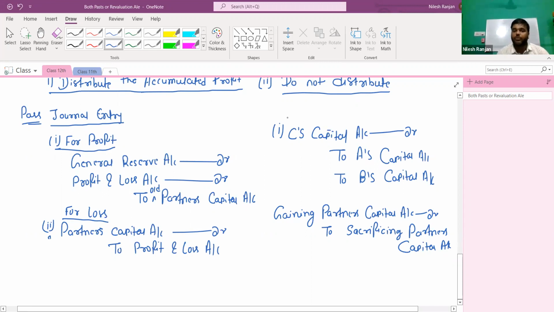So the entry will be C capital account debit, D capital account debit, and let's say A and B are sacrificing, then A and B will be credited. So the partner whose ratio decreases is credited in the journal entry, and the partner whose ratio increases will be debited in the journal entry. Understand? Yes, sir.